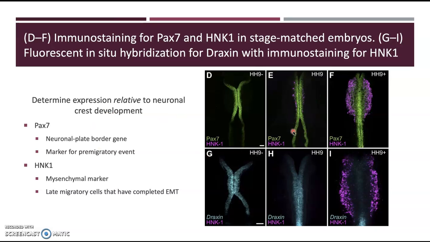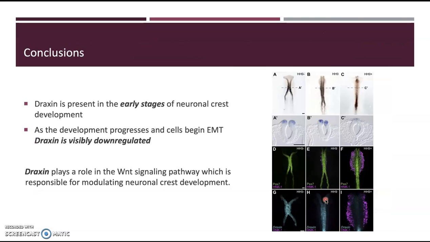But then as our mesenchymal cells begin to appear, the expression of Draxin decreases and is inhibited in a way by the presence of these mesenchymal cells, which are indicative of this migratory stage in the neuronal crest development. And so some of the conclusions they drew from this is that Draxin is present in the early stages of neuronal crest development, and that as the development progresses and the cell begins to undergo this epithelial to mesenchymal transition, Draxin is visibly downregulated.